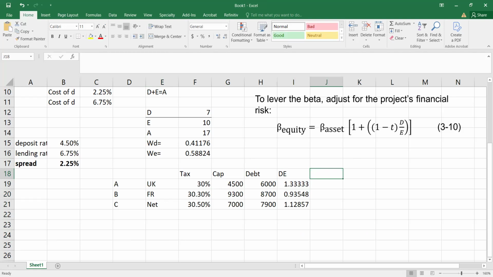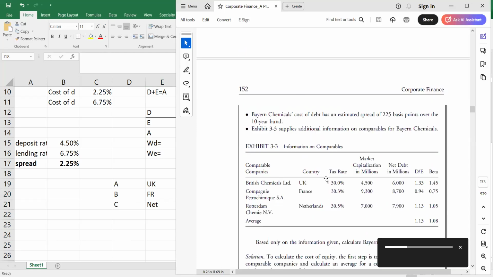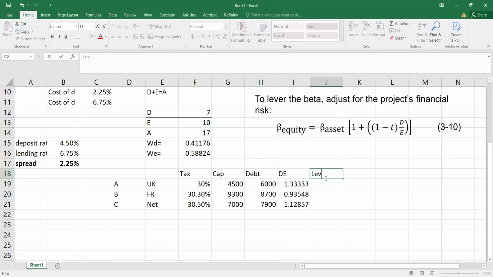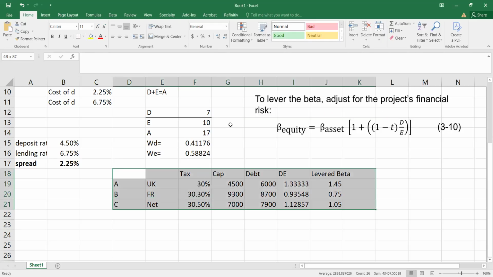The betas which are given here on the website. Do you remember in Yahoo Finance I shared with you the levered beta? So these are the levered betas that are given on Yahoo Finance. So I'm going to put them down, 1.45. So they are already calculated. They are given to us: 0.75 and 1.05. So all this information is given for the comparables. We're going to be using them.